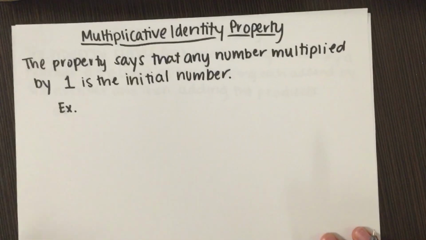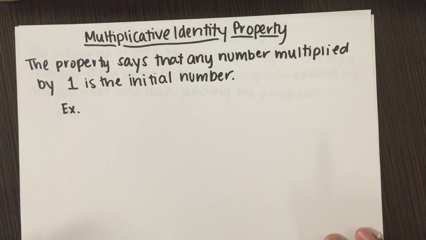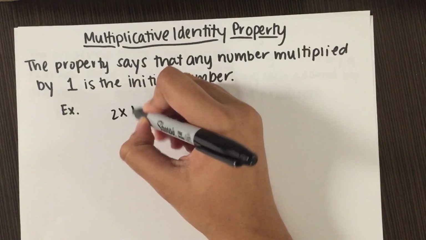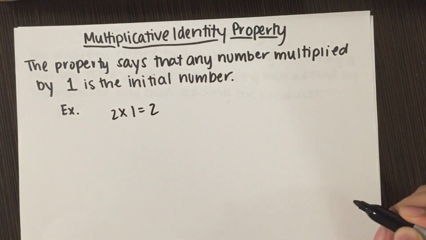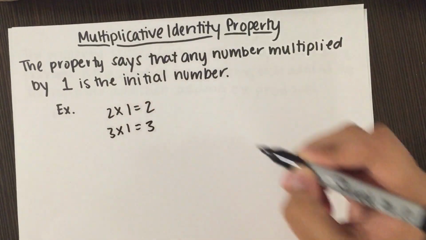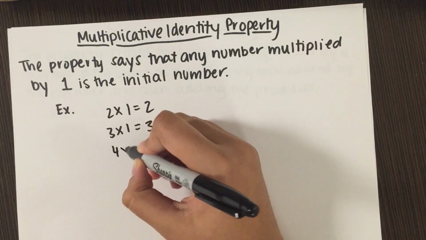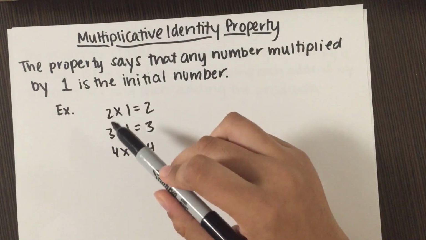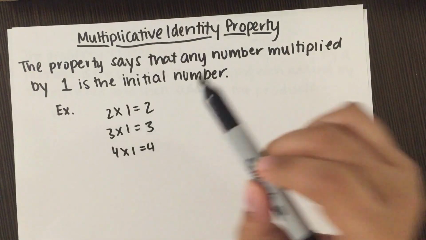Next, we're going to talk about the multiplicative identity property. This property says that if you multiply any number by 1, the answer is the first number. So that sounds a little weird, but this is how it works. 2 times 1 is 2. 3 times 1 is 3. 4 times 1 is 4. You get the idea. Any number multiplied by 1 is the first number.